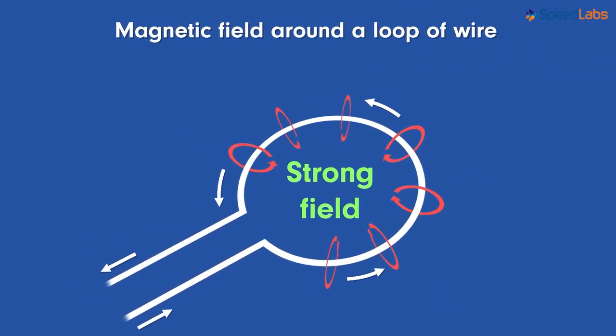Wait, it gets more interesting. This was just one loop. We can form many loops from a wire, one over the other like this. This is called a coil of wire. Many loops together form a coil. Suppose the current is entering the coil from here, flowing around the coil and leaving from here. Each individual loop will result in a magnetic field inside, and the resultant magnetic field will be much stronger than that in a single loop.